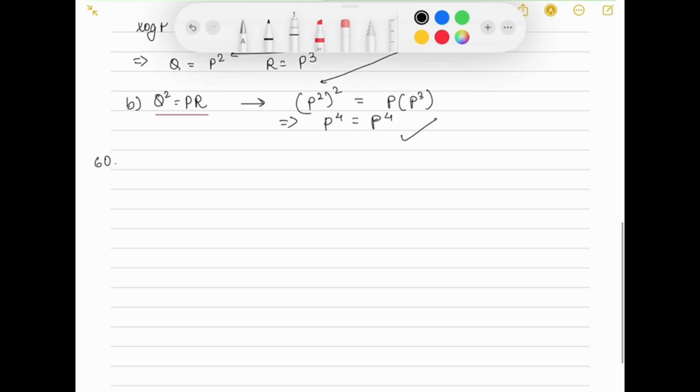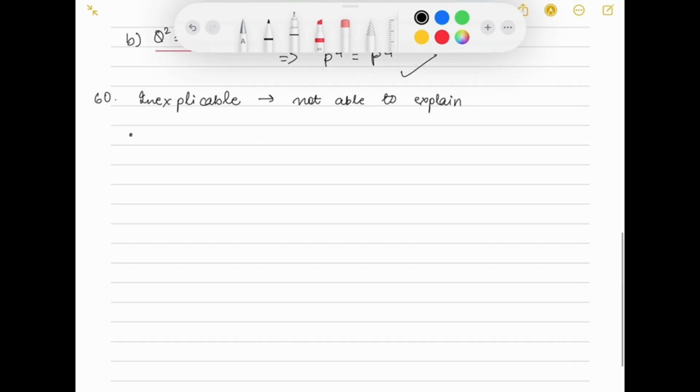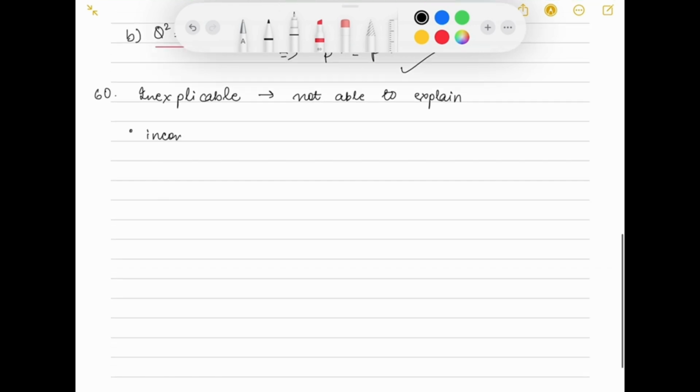Coming to question number 60. Which of the following options is the closest in meaning to the word inexplicable? So we have to find the word which is closest to inexplicable, and this basically means that it is not able to be explained, or not being made understandable to someone. So one of the options was incomprehensible, which loosely translates into something which cannot be understood, which was the correct option for this.